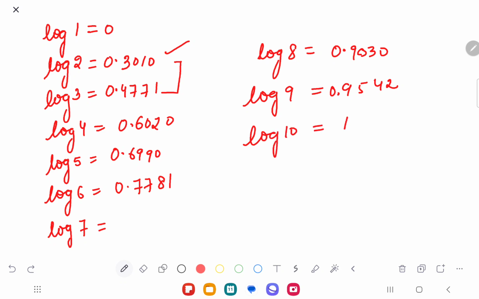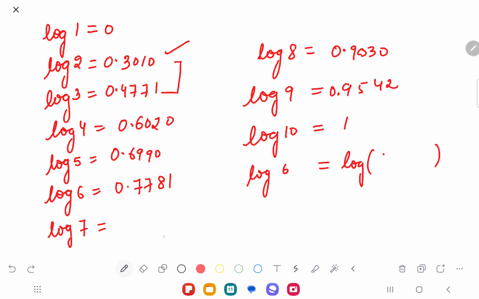Are you understanding up till now? So now when you know the logs of 1 to 9, any number can come up. If I want you to calculate the value of log 63, what do you think you can write it down as? Tell me.